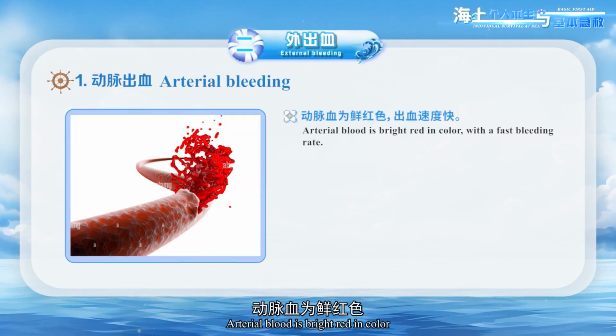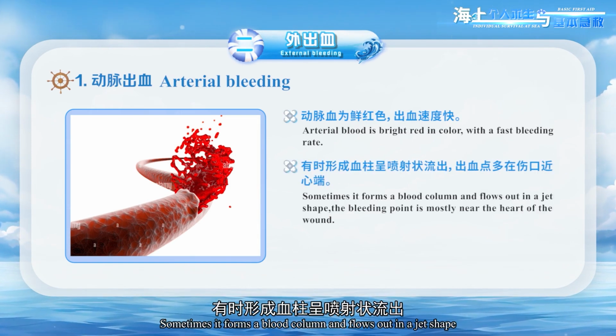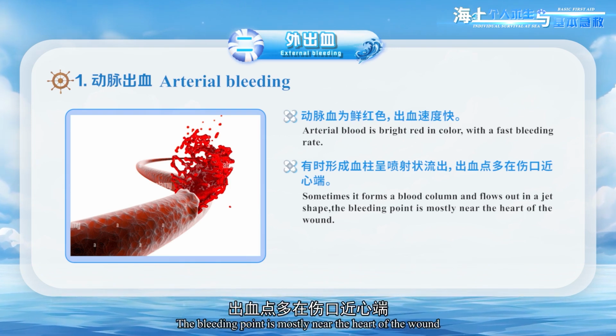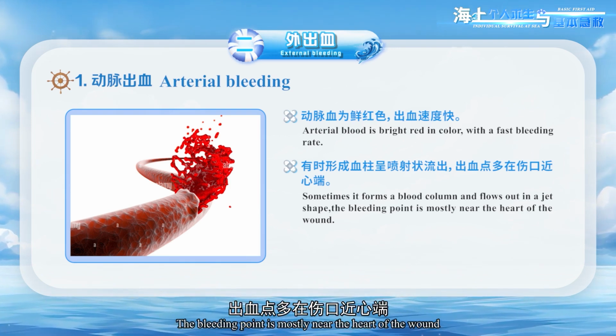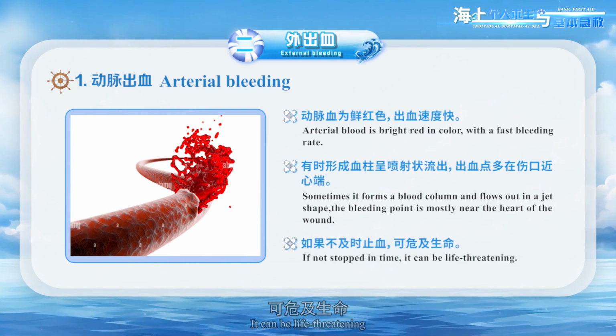Arterial blood is bright red in color with a fast bleeding rate. Sometimes it forms a blood column and flows out in a jet shape. The bleeding point is mostly near the heart of the wound. If not stopped in time, it can be life-threatening.